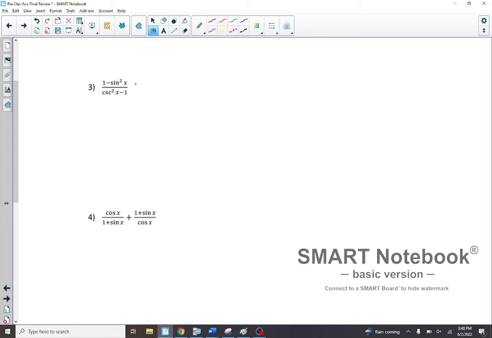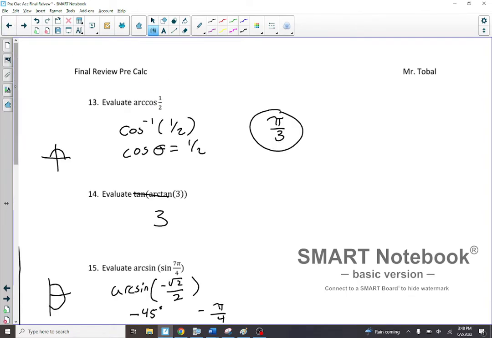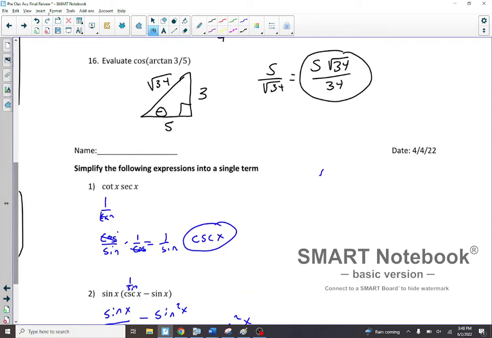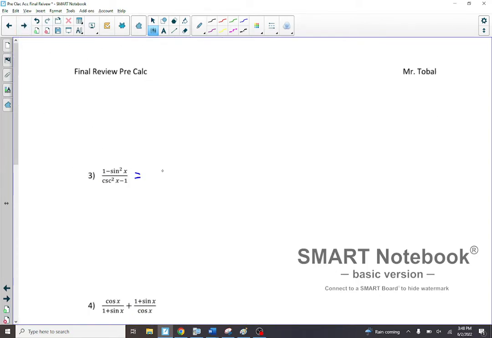Number 3, 1 minus sine squared x. We just used the Pythagorean identity there. I probably did that on purpose, so you don't have to think too much about it. But either way, 1 minus sine squared x is cosine squared x. Cosecant squared minus 1 is going to be the Pythagorean identity that leads to cotangent squared x.